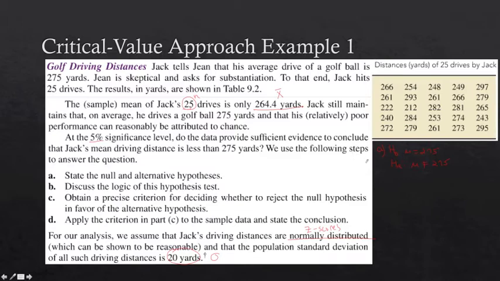I know that since this is normally distributed, the mean of the sample means is equal to the population mean, which is 275 yards. And I also know that the standard deviation of the sample means is the standard deviation of the population divided by the square root of n, which is 20 divided by the square root of 25, which is 4. Okay, so I know that.